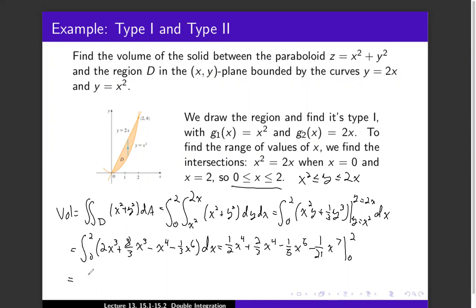So if you plug 2 into all of this, that's going to give you 16/2, so 8, plus 16/3 minus 32/5 minus, now x to the 7th, what is that? I believe that is 128 over 21. In total, that's going to come out to 216 over 35. Okay, so that's great.